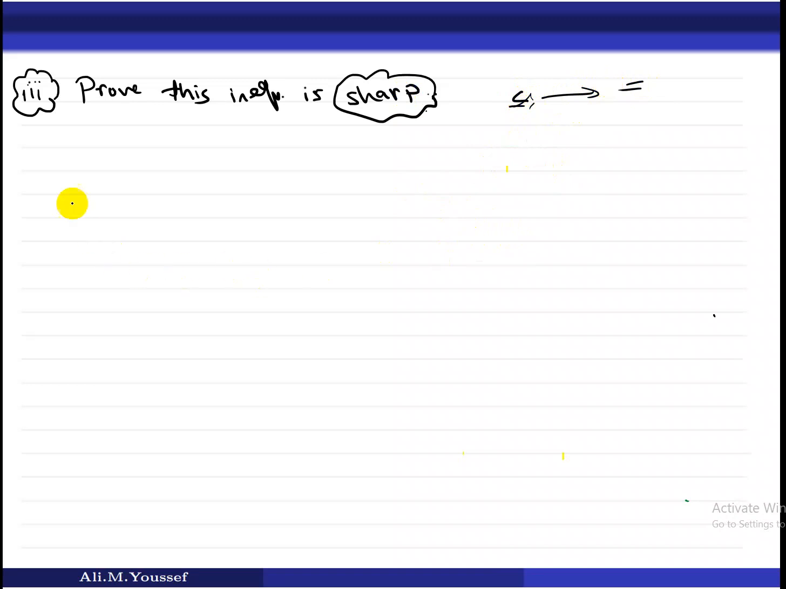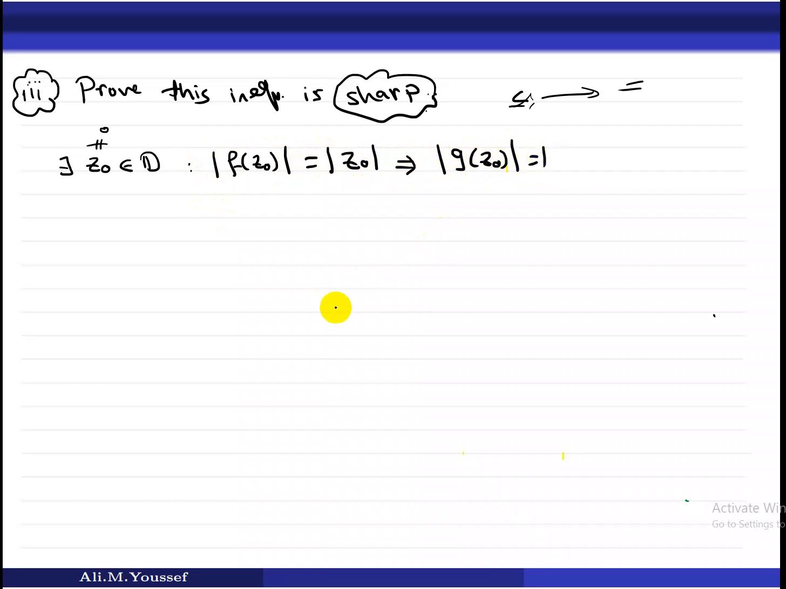So there exists z naught in D with z naught not equal to 0. So we can say that if the modulus of f of z naught is equal to the modulus of z naught, it means that the modulus of g of z naught is equal to 1. Or f prime of 0 is less than or equal to 1. It means that the modulus of g is less than 1.